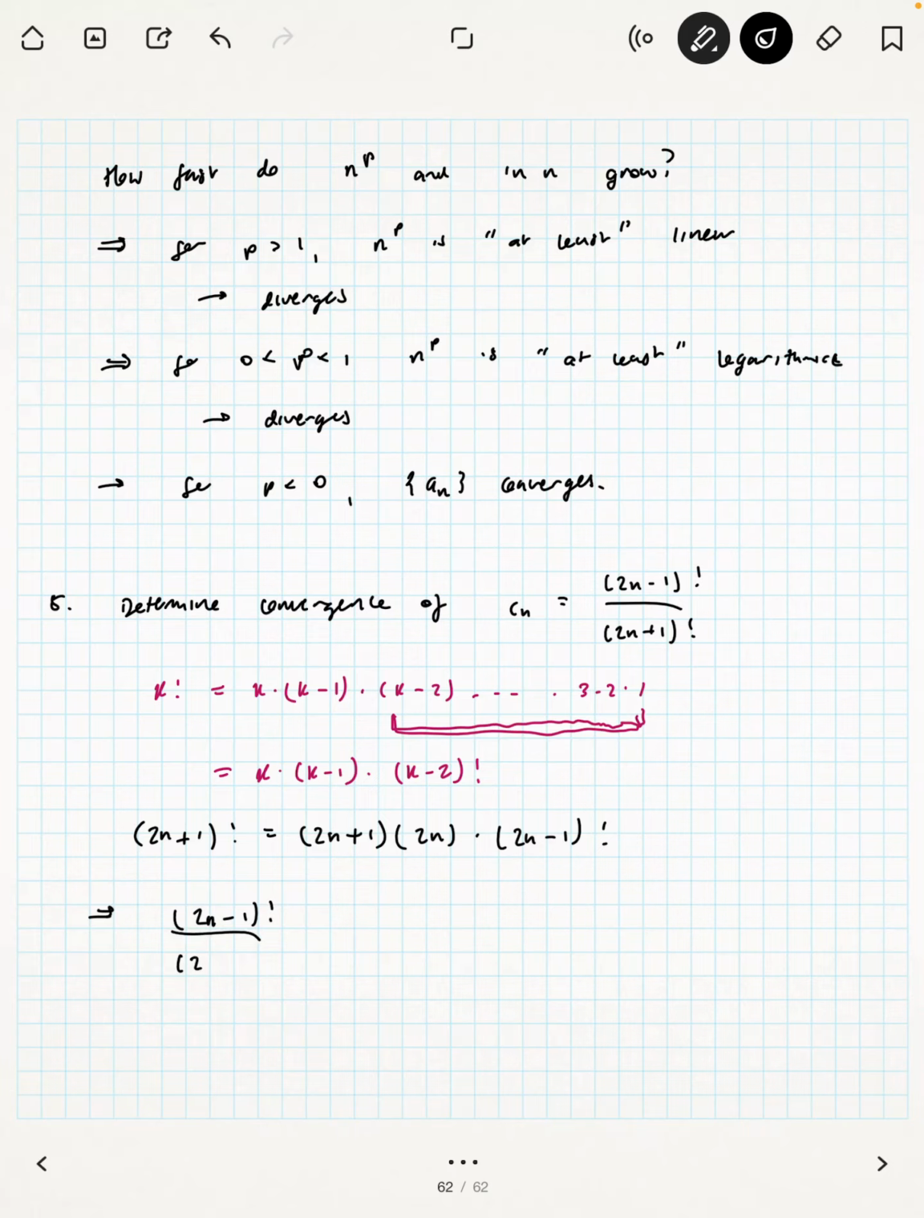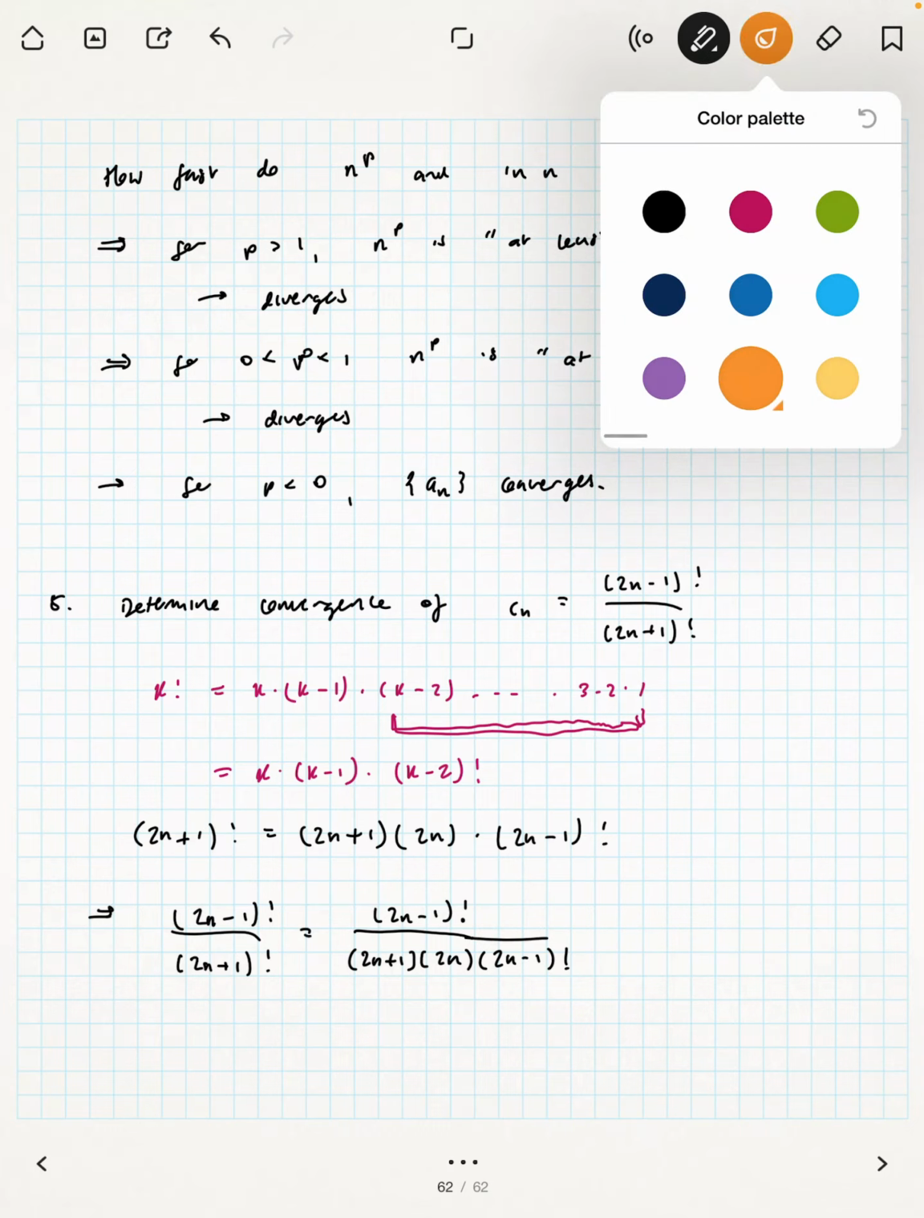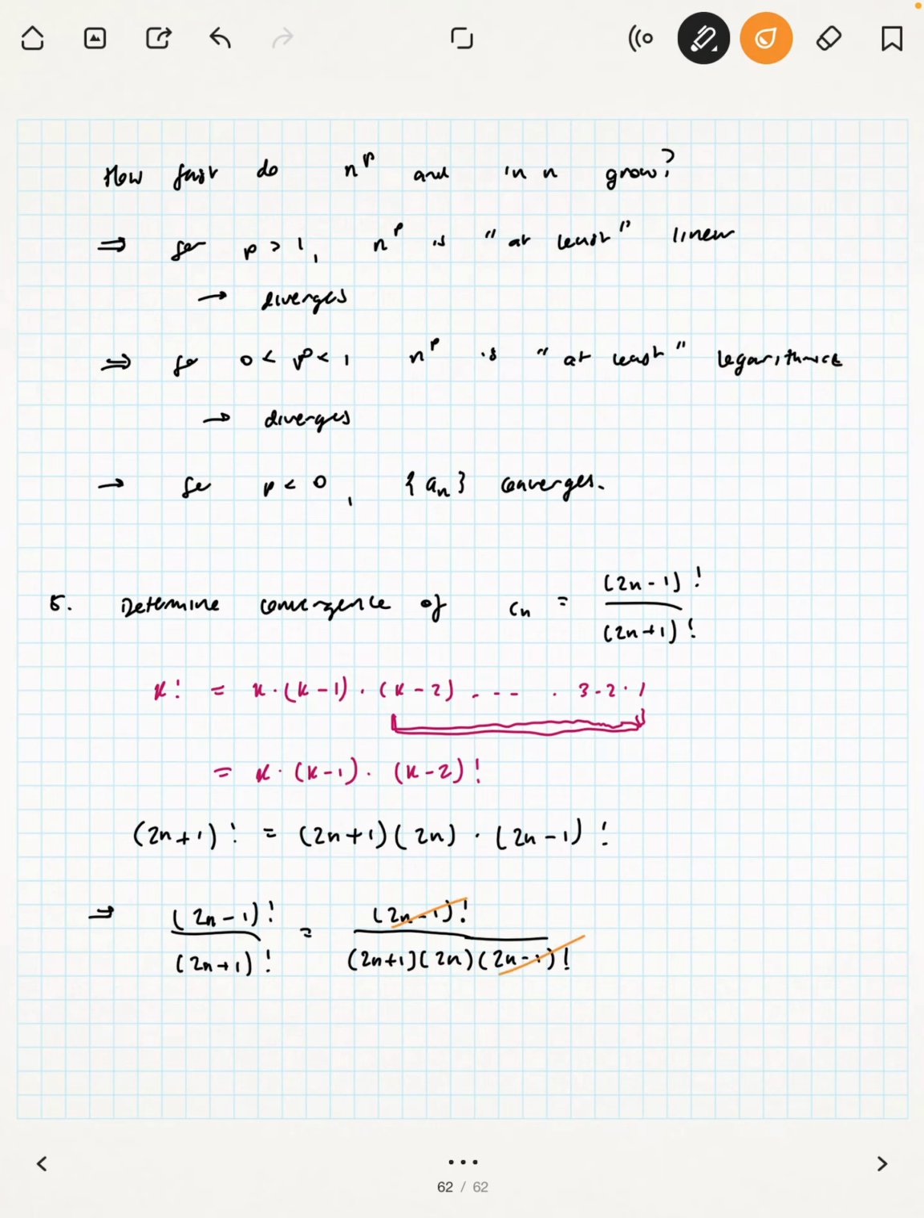So all that is saying is that (2n minus 1) factorial over (2n plus 1) factorial can be written as (2n minus 1) factorial over (2n plus 1) times 2n times (2n minus 1) factorial, and these will cancel out. What we're left with is 1 over (2n plus 1)(2n). I don't think I need to take too much time to convince you that this sequence does converge, and it converges to 0.